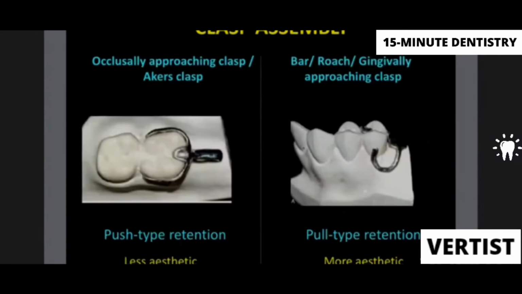Now, how do the occlusally and gingivally approaching clasps look? Occlusally approaching clasps come from the top. It's a push type of retention. They're less aesthetic, with a lot of metal.